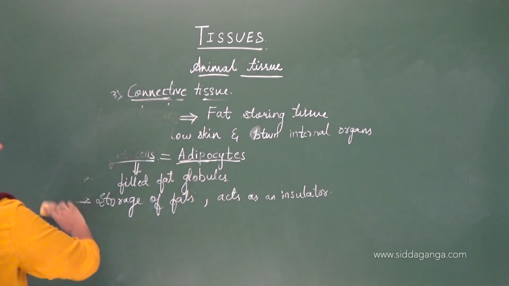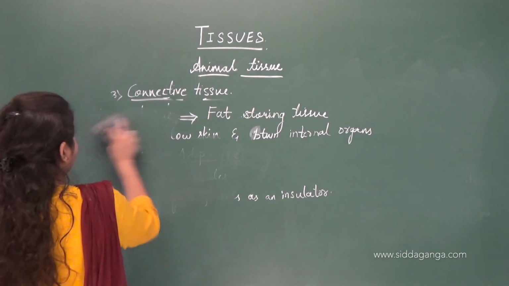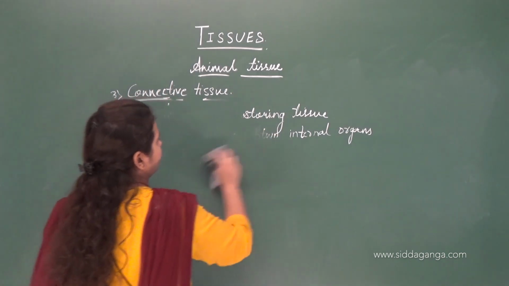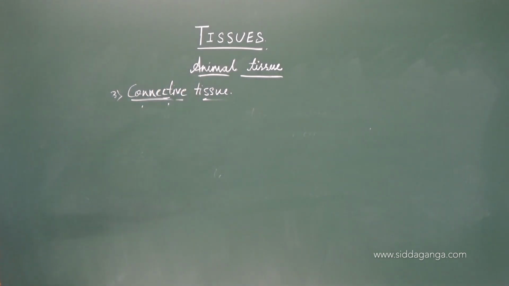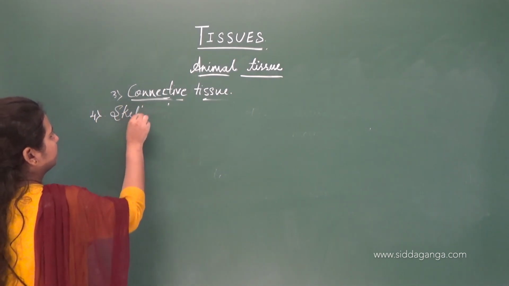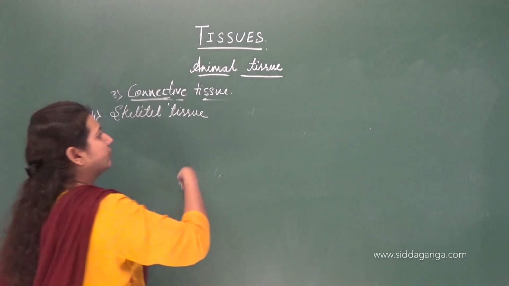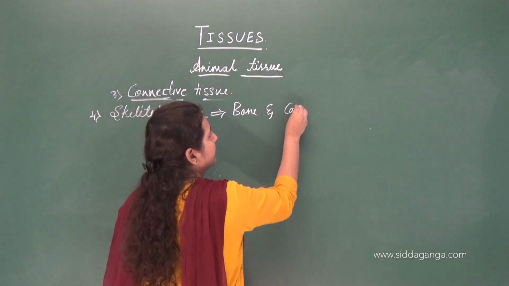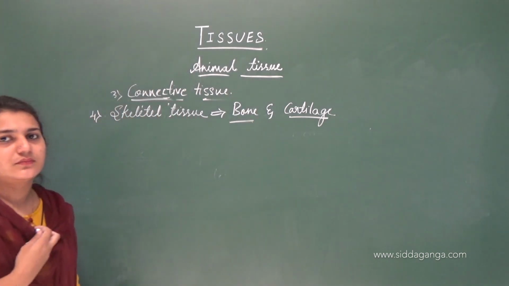The fourth type of connective tissue is skeletal tissue. Majorly, bone and cartilage comprise the skeletal tissue. These are the types of connective tissue. Okay, the fourth type is skeletal tissue, so this bone and cartilage comprises skeletal tissue. Okay, clear?